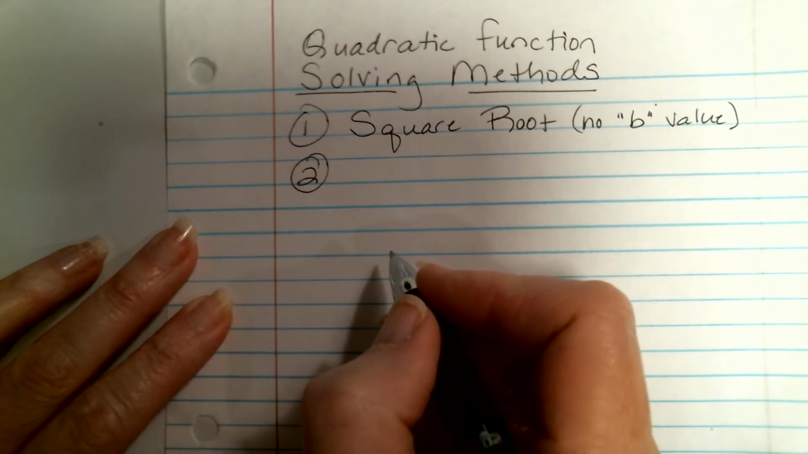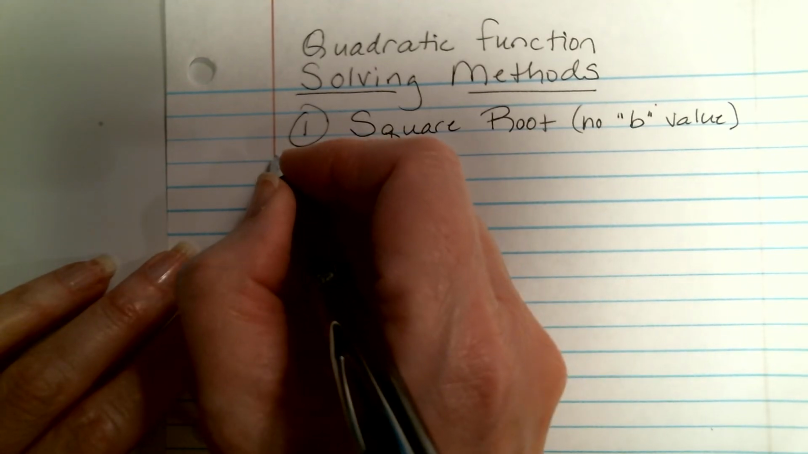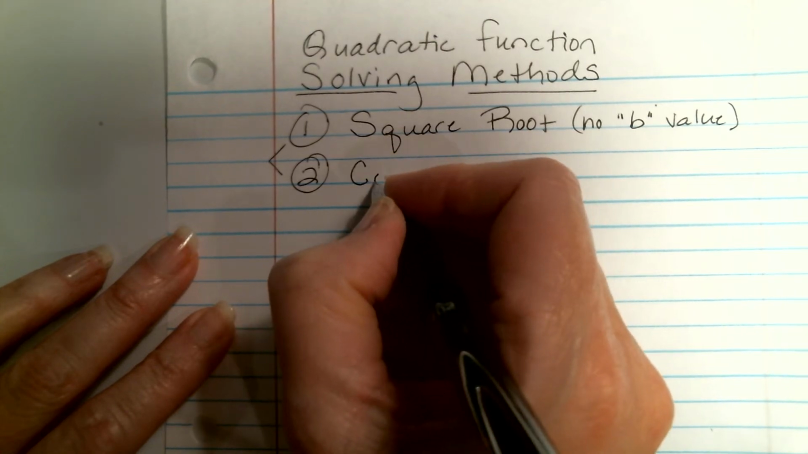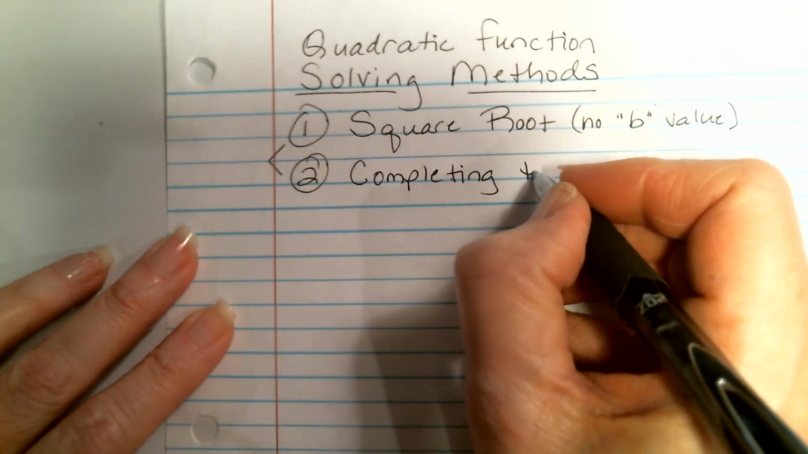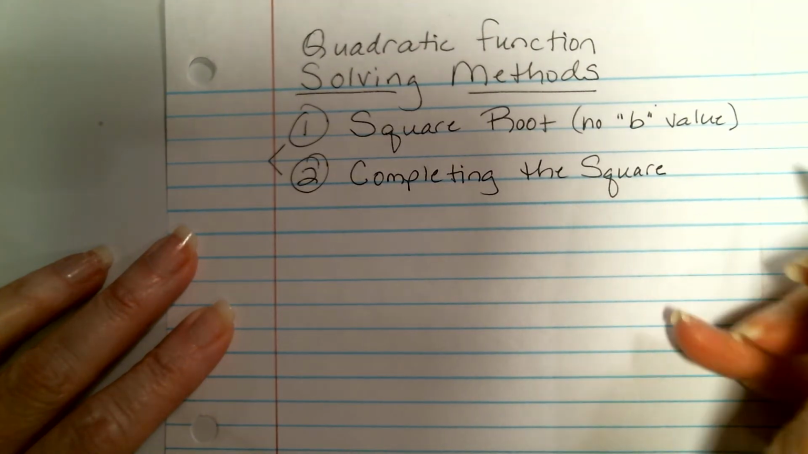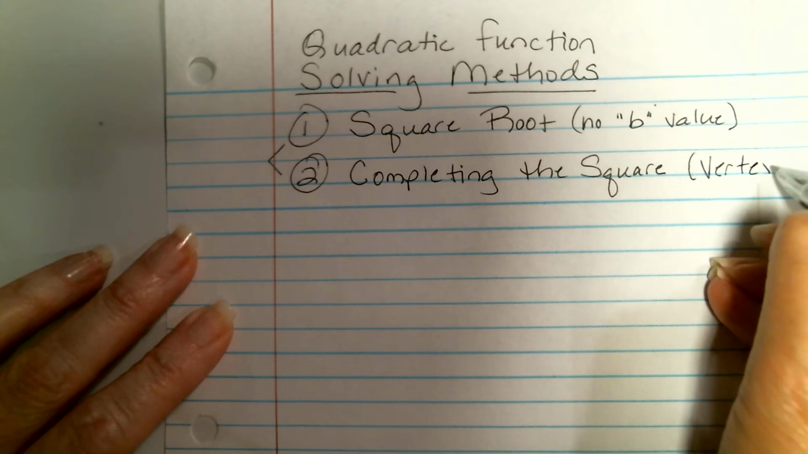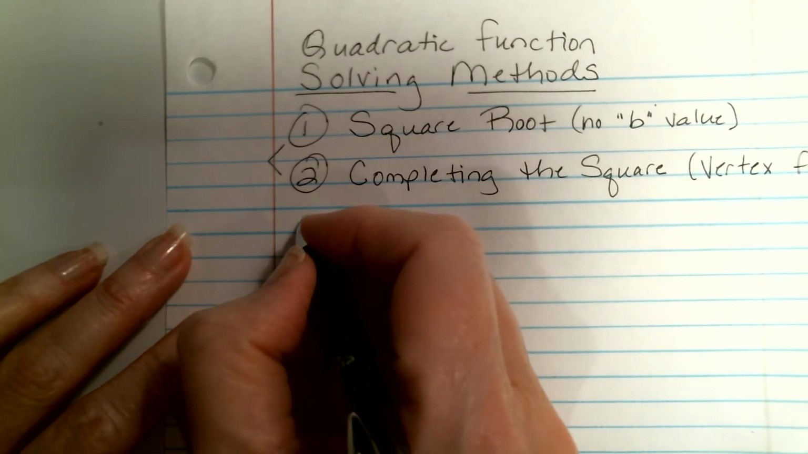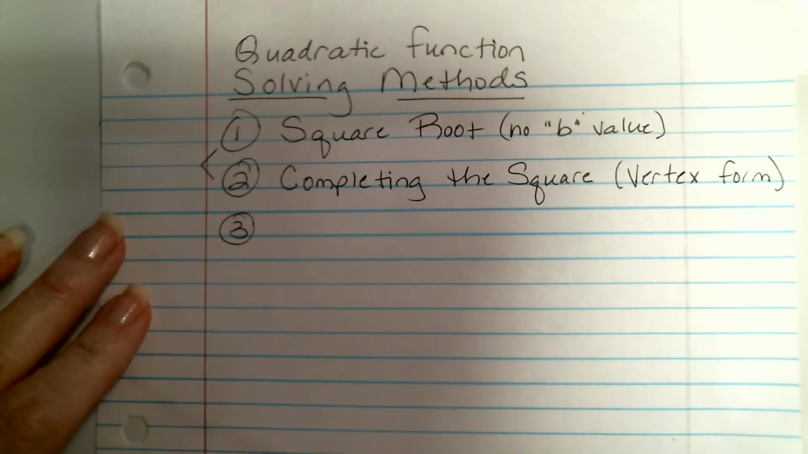And then after that, it's very, very closely related. They're still kind of the same method. But the second method will be completing the square. So you can see why we've been spending some time maybe reviewing that. Remember when we complete the square, we put that function into vertex form.